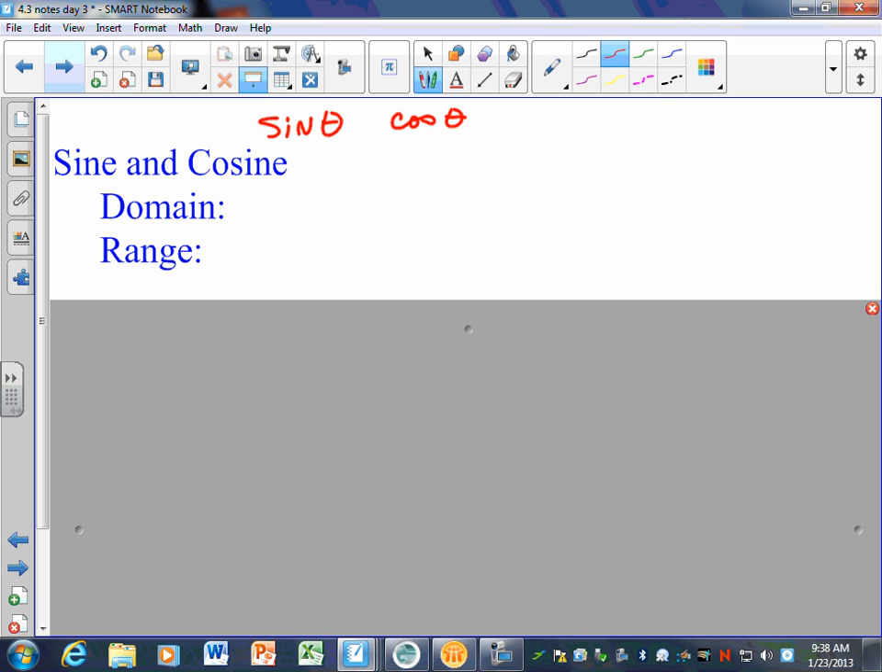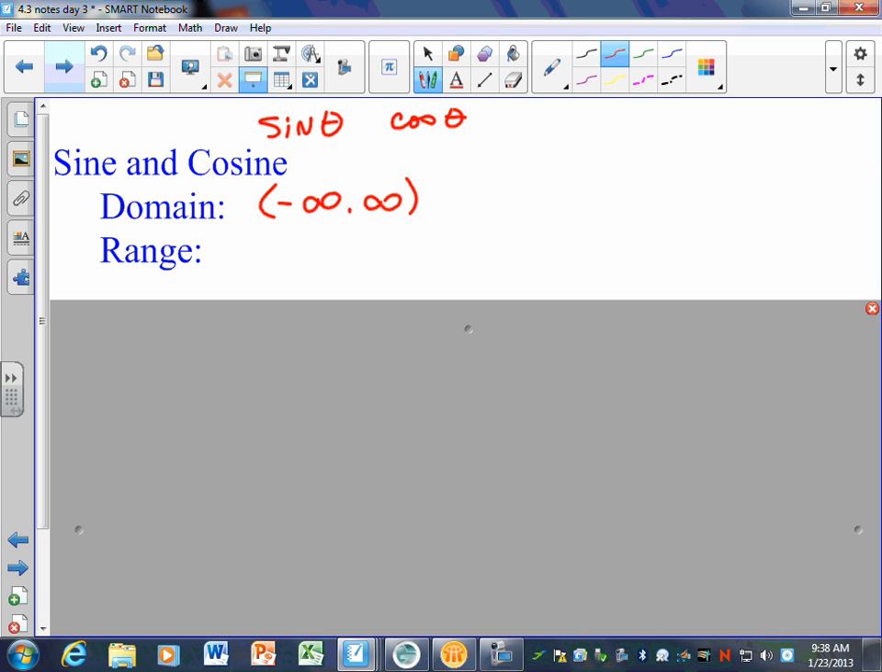I don't know what it is, but I calculated I could. Could I take the sine of 5 million degrees? Yeah, I could take whatever I want. So if I can put whatever I want in there for theta, what does that mean my domain's going to be? Always all real numbers. So I'm going to write that as negative infinity to infinity.